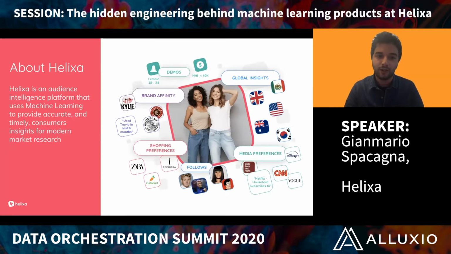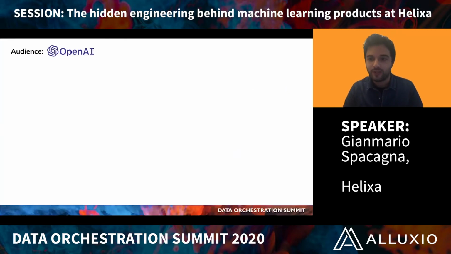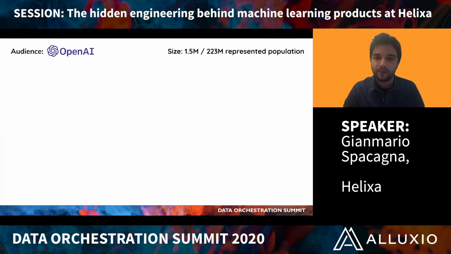Okay, before we start with the technical details, let me give you a little bit of context. Helixa is an audience intelligence platform that uses machine learning to provide accurate consumer insights for modern market research. In order to understand what kind of insights we are providing, let me guide you through an example. Let's suppose that we want to analyze the OpenAI audience. The first thing we'll see is that this audience is 1.5 million people.